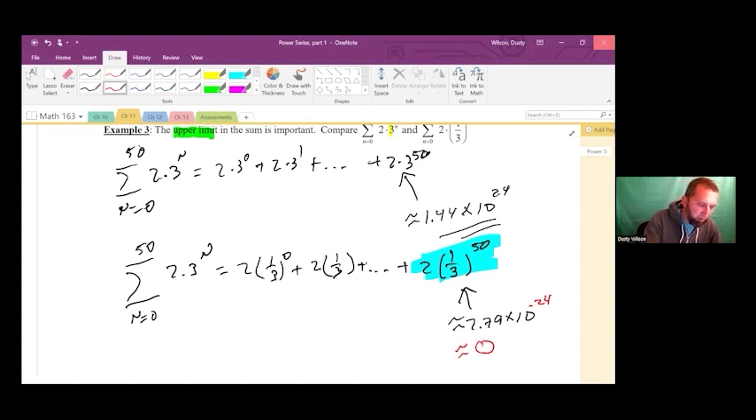Ooh, I have a typo here. I'm sorry. It should be 1/3 to the n. There, my bad. This is adding a very, very small quantity.